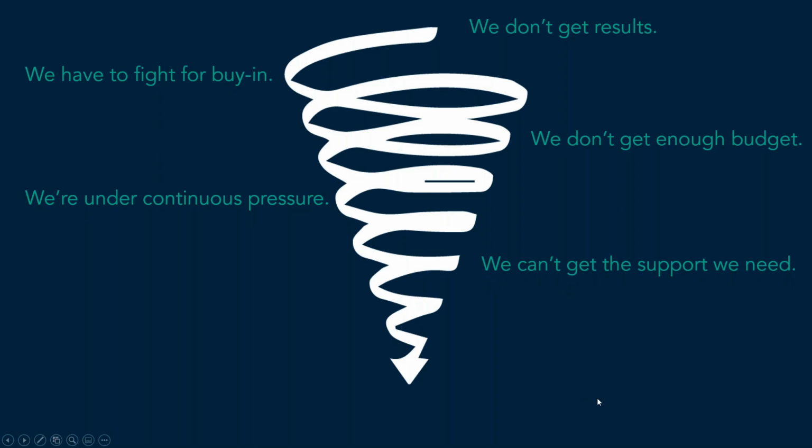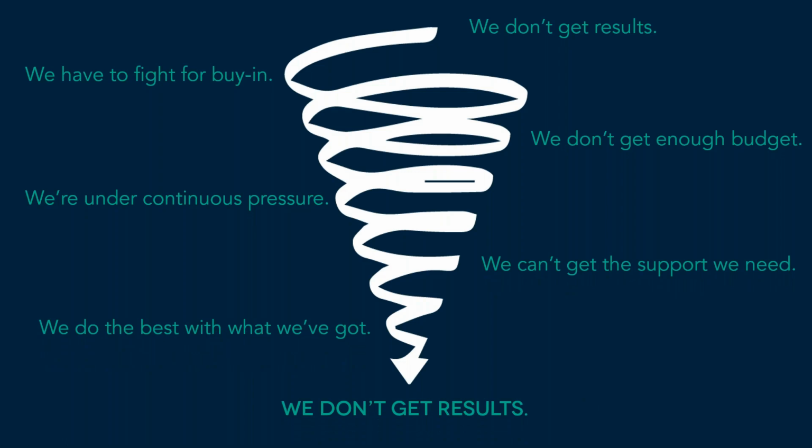Subsequently, we also can't get the support that we need. And then we end up just doing the best that we can with what we've got, and ultimately we don't get results. And again, going back to that original question, if you don't agree with the premise, you may not agree with this downward spiral entirely. But if we work back up through it, if you're in a position where you're having trouble getting the support that you need to produce results, if you find yourself under continuous pressure to produce, if you're not getting enough budget and you're complaining about not having enough buy-in, the only reason that these things happen is if we're not getting results. If we were getting results consistently from learning and development, organizations would consistently use it, consistently invest in it, and consistently give you the time and budget to do it properly.